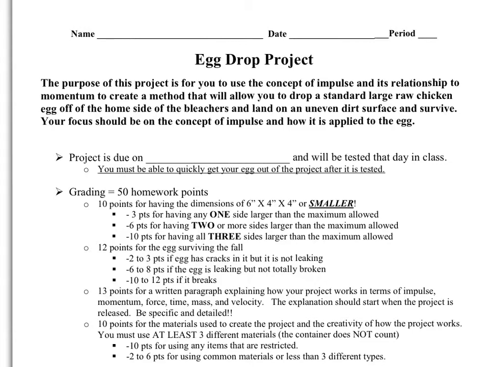So let's see here. The purpose of this project is for you to use the concept of impulse and its relationship to momentum to create a method that will allow you to drop a standard large raw chicken egg off of the home side of the bleachers and land on uneven dirt surface and survive. Your focus should be on the concept of impulse and how it is applied to the egg. Now I realize that momentum and impulse aren't things that we've talked about. You've just watched a video, but that's what we're going to spend the next couple weeks doing. But in the meantime, you can at least research and start thinking of ideas for your project and then add in the conceptual piece of explaining it once you've finished.